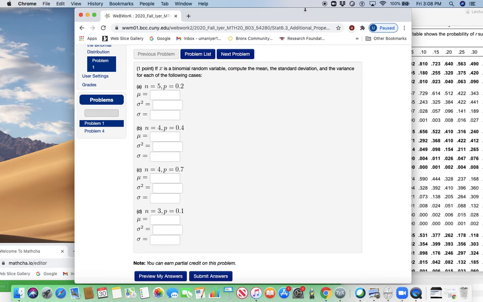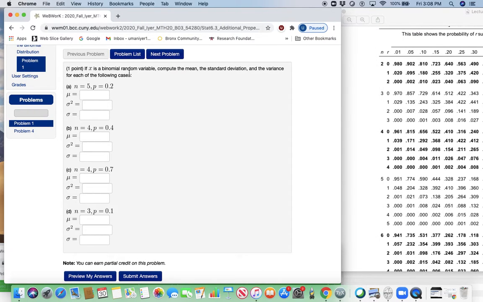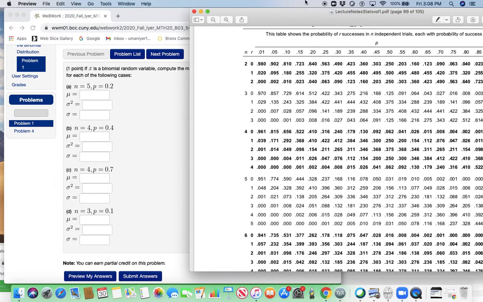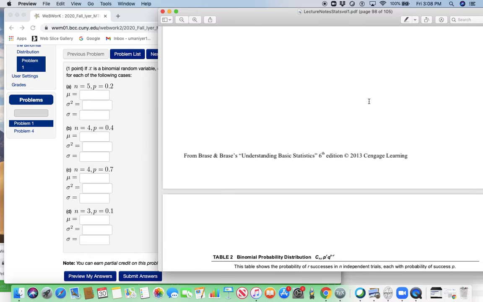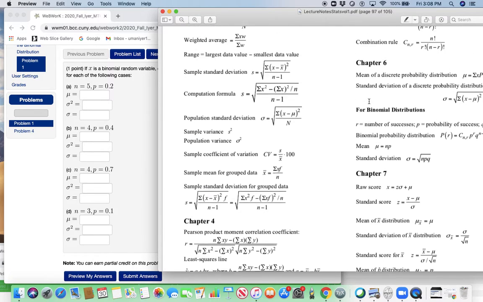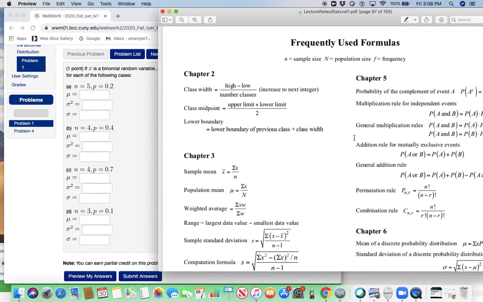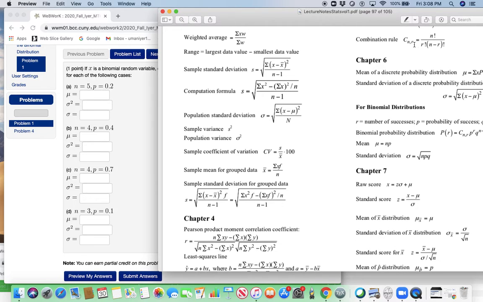Here are some binomial problems. Here x is a binomial random variable. The question is to compute the mean, the standard deviation, and the variance. Let's look at the formulae. The formulae are given in your frequently used formula sheet.